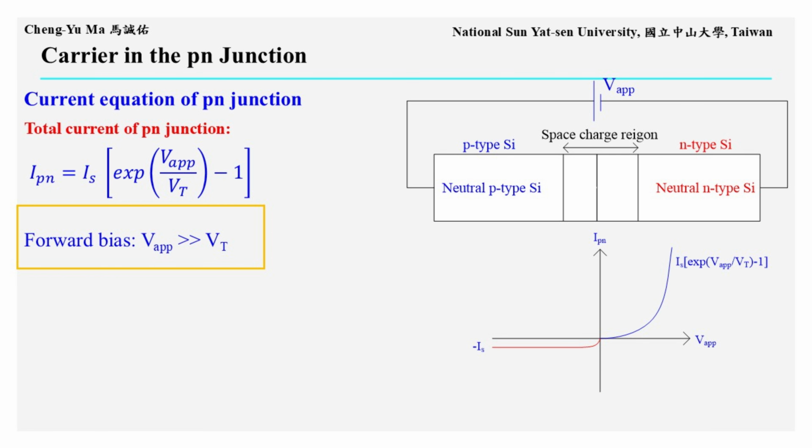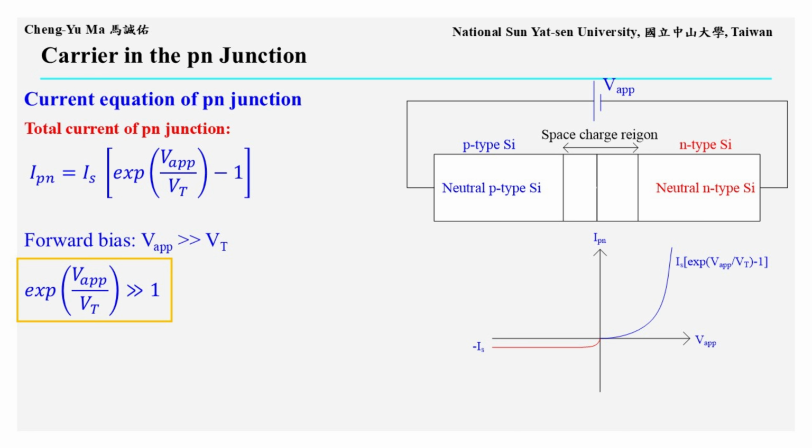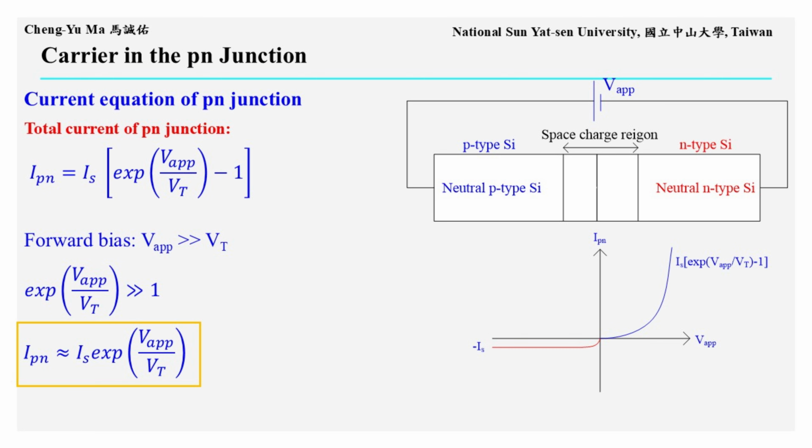When the applied bias is forward bias, and the applied voltage is greater than several thermal voltages, V_t, then exponential of V_applied divided by V_t is much greater than 1. Therefore, the forward bias PN junction current is almost directly proportional to exponential of V_applied divided by V_t. It has an exponential relationship with the forward bias voltage V_applied. Thus, when a PN junction operates under forward bias, its current increases exponentially with the applied voltage.